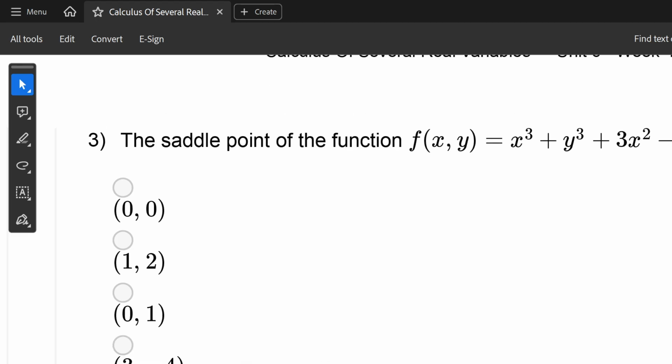Here the answer is 0, 0. It is correct. But another saddle point is also there, minus 2 comma 2. So I think if you have more than one option, minus 2 comma 2 is not here in the option, so maybe they did not give it. But if you have minus 2 comma 2 also in the option, then you have to click both options. Okay.